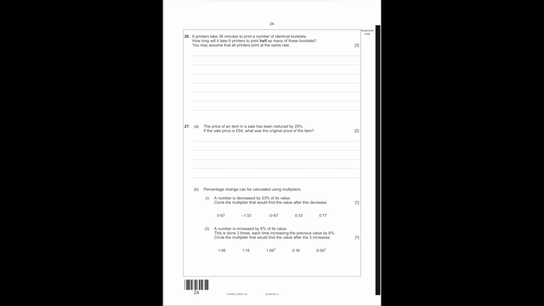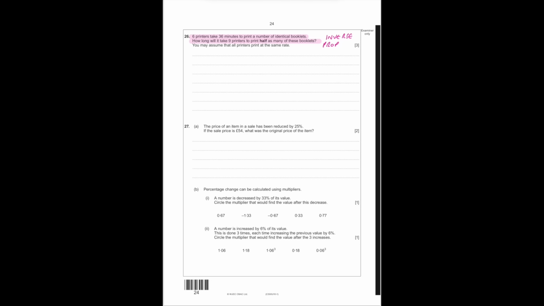Question 26. 6 printers take 36 minutes to print a number of identical booklets. How long will it take 9 printers to print half as many of these booklets? And we're assuming that the printers print at the same rate. So the first thing to recognise is we're working with inverse proportion here, because the time it takes 9 printers would be quicker than the time it takes 6 printers. So we're going to end up working with inverse proportion.